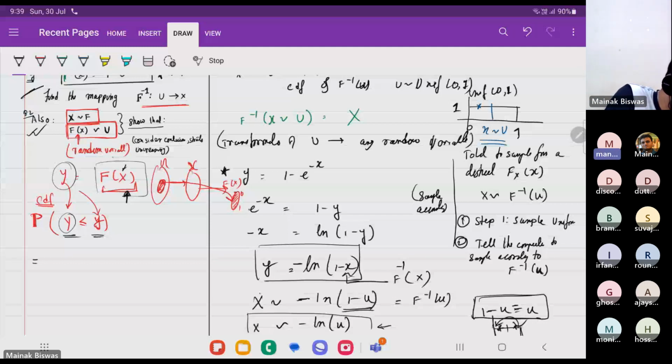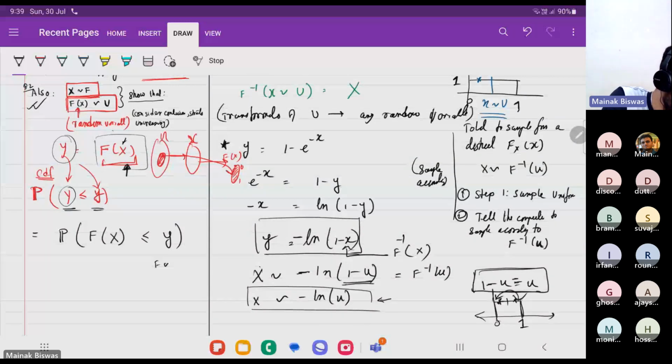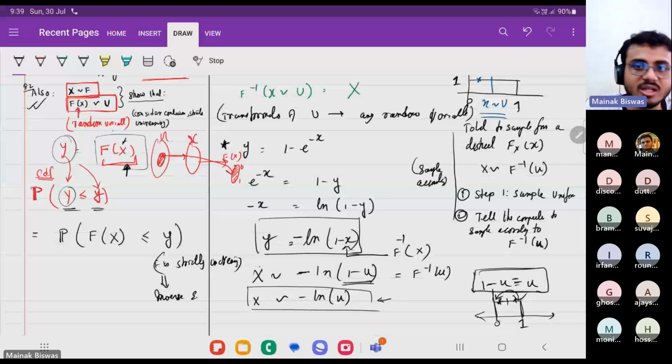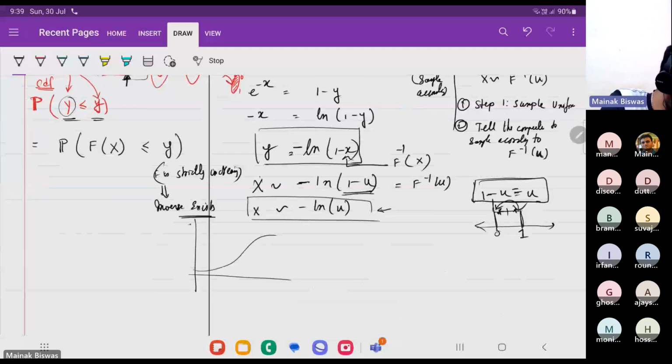Yes. In this case, we are considering y as F of x, the CDF of random variable x. Correct. Very good. So now what will I do? Next, if I consider F is strictly increasing, then the inverse exists, so I can take the inverse on both sides. For an increasing function, F of x less than y means the inverse will also be less than that.